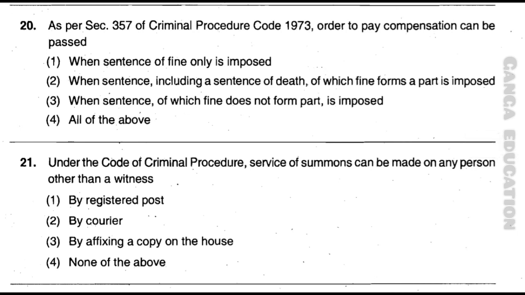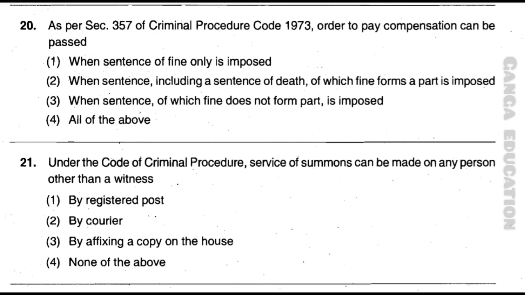Now question number 20. As per section 357 of Criminal Procedure Code 1973, order to pay compensation can be passed. Option number 1, when sentence of fine only is imposed. Option number 2, when sentence including a sentence of death of which fine forms a part is imposed. Option number 3, when sentence of which fine does not form part is imposed. Option number 4, all of the above. And the correct answer is option number 4, all of the above.